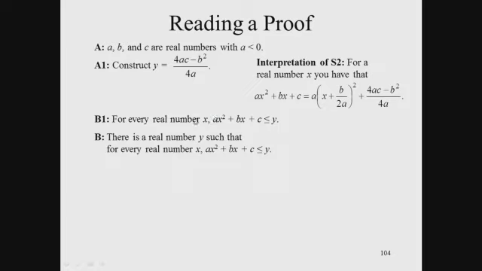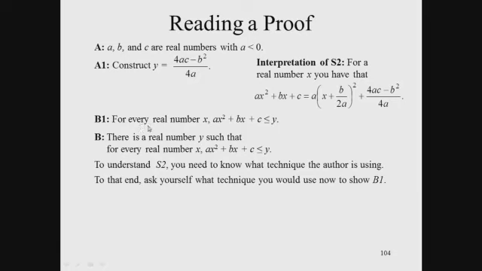So for example, when you look at the statement B1, what proof technique would you use to show that for every real number x, ax squared plus bx plus c is less than or equal to y? I would use the choose method. This is correct. You have to show that for every object with a certain property, something happens, so you should think about the choose method. And how does the choose method work? You choose an object with a certain property. In this case, what does that mean you should choose?